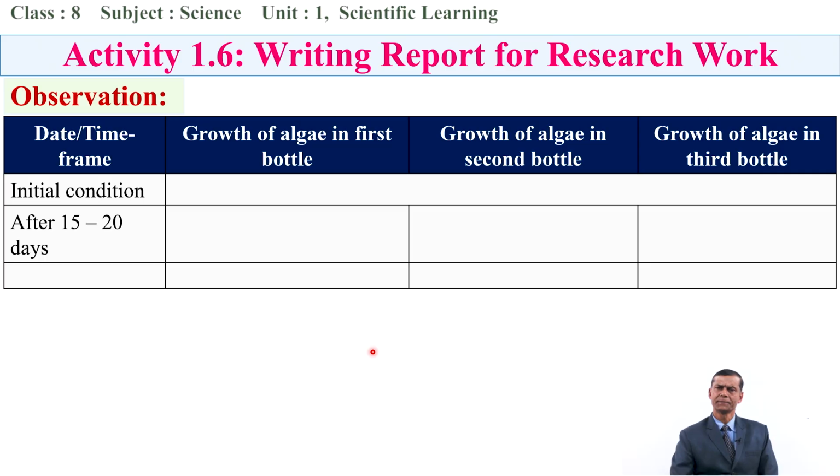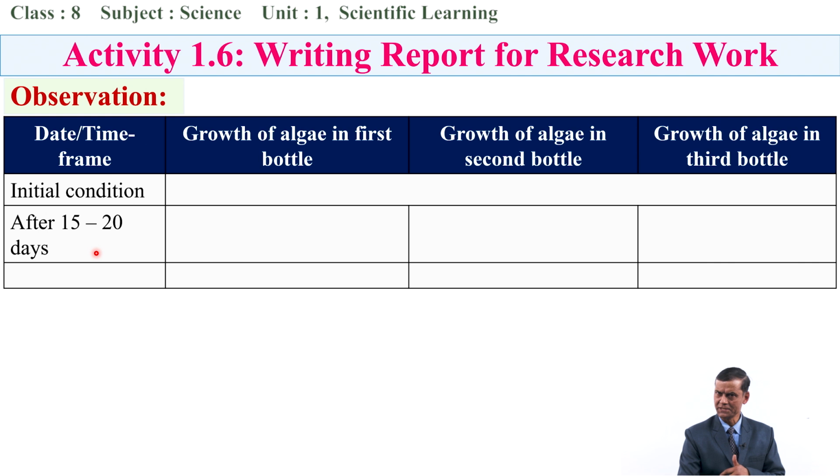Let's discuss. Here is observation, date and time frame. Then growth of algae in first bottle, growth of algae in second bottle, growth of algae in third bottle, isn't it? In initial condition, what was the condition of the algae in first, second and third? Think carefully. And what was the condition after 15 to 20 days? Think carefully. Let's check it.